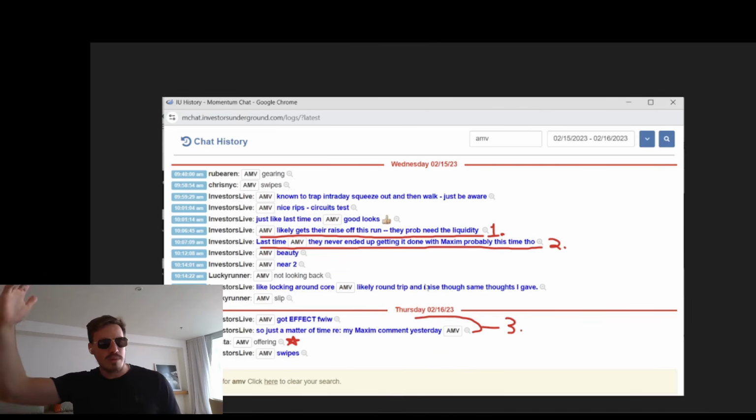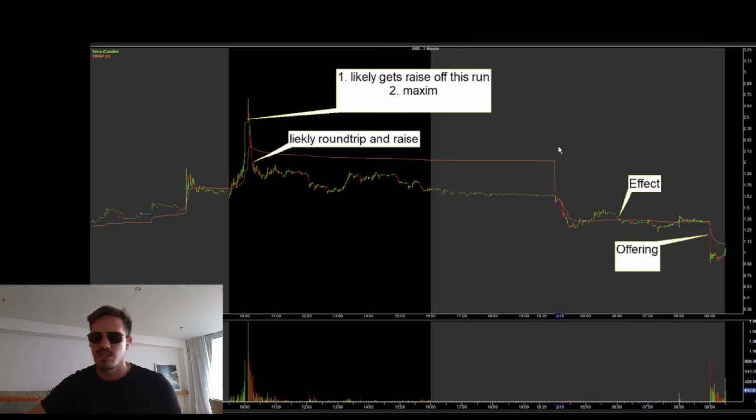Okay, the stock went up. He was like, okay, they're going to do an offering. I think they're going to round trip. And then what happened the next morning? They do the offering, right? And here you can see the timeline of his comments and the chart pattern. It went up to 2.50 and then ended up trading at 1 the next day.